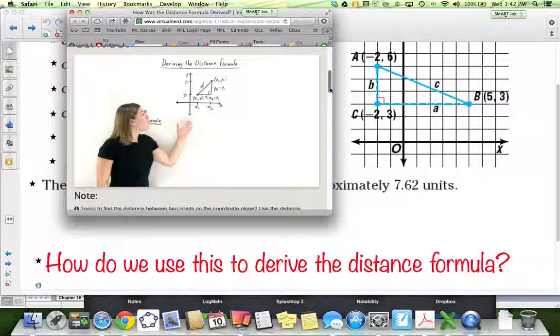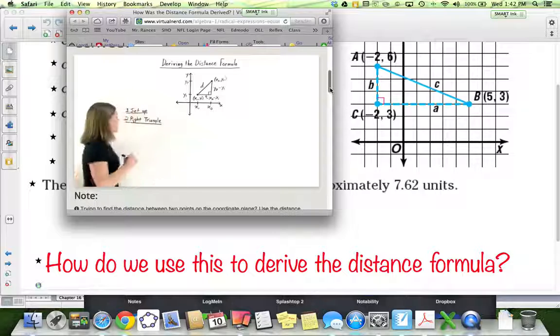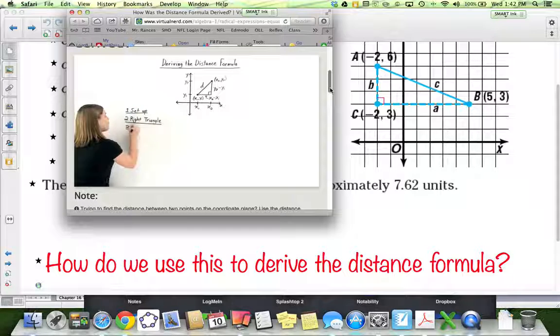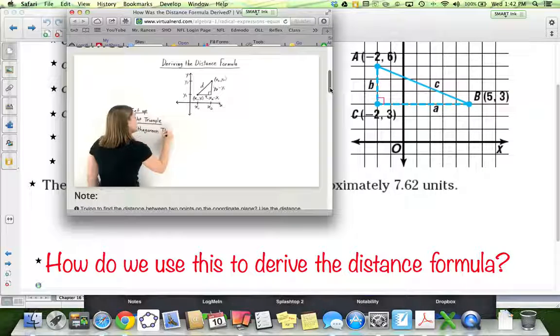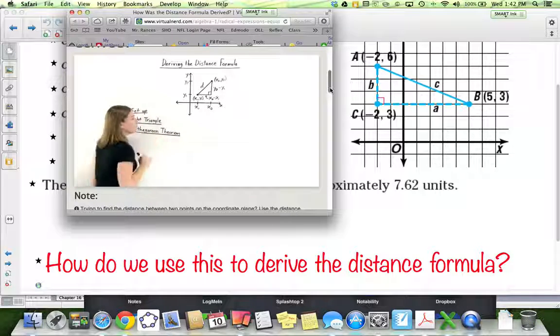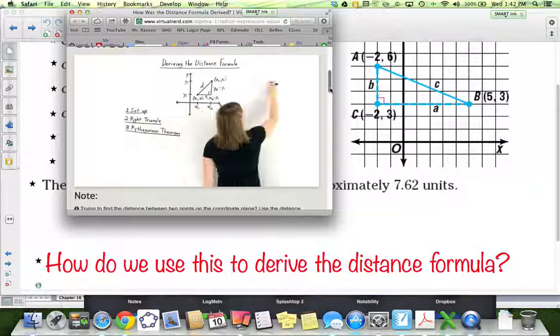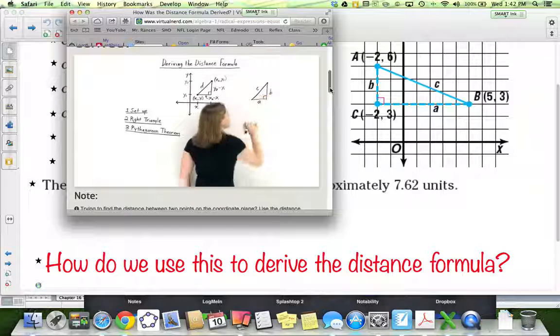Well, we are now working with a right triangle. And we know something about right triangles. If we have a right triangle, we can use the Pythagorean theorem to show the relationship between the sides of the triangle. So let's take a look at the Pythagorean theorem. To do this, we need a right triangle. So we draw a right triangle, and we'll label the sides A, B, and C.